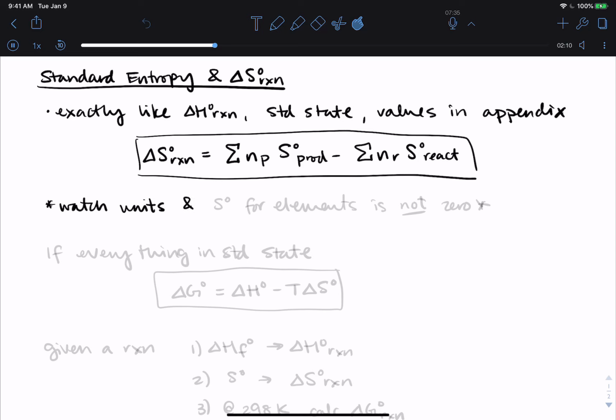And remember that we only have zero entropy at 0 Kelvin, and standard conditions are 298 Kelvin. So nothing will have a zero value for entropy. So our standard molar entropy for elements is not zero.